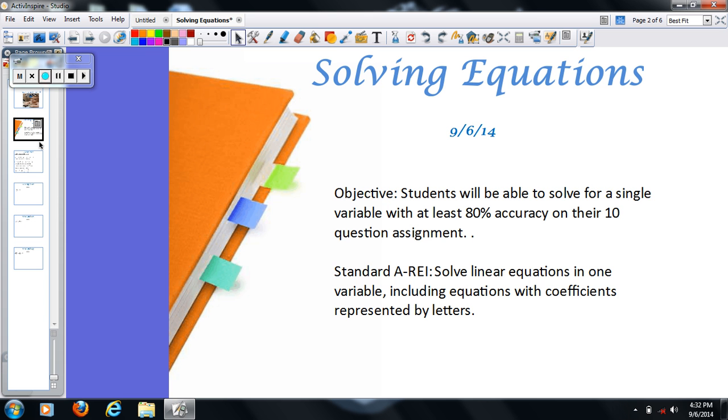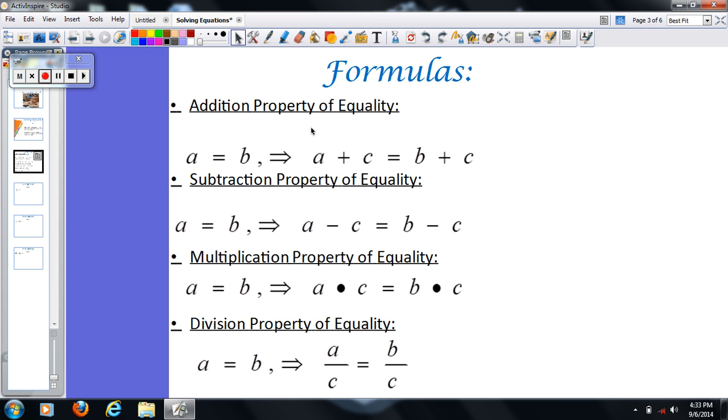As I said, we're going to be solving equations. We're doing single-step, two-step, and multi-step equations all in these notes. Our objective is that students will be able to solve for a single variable with at least 80% accuracy on their 10-question assignment.